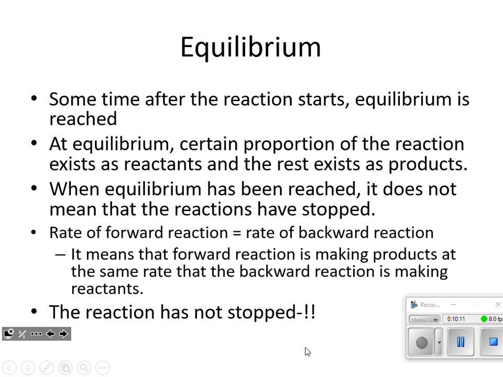Okay? So that is our goal today, to introduce the idea of equilibrium to you. Because next class, we're going to now disturb that equilibrium.